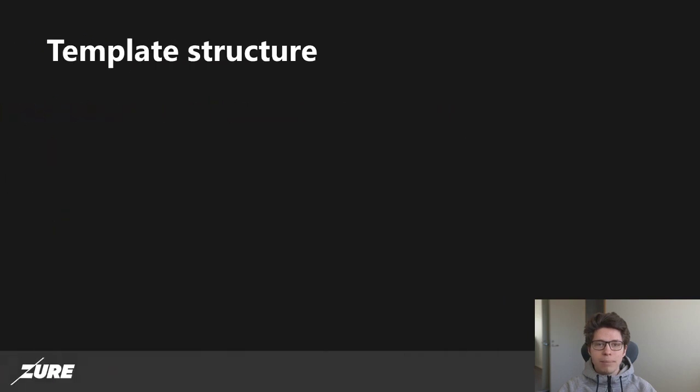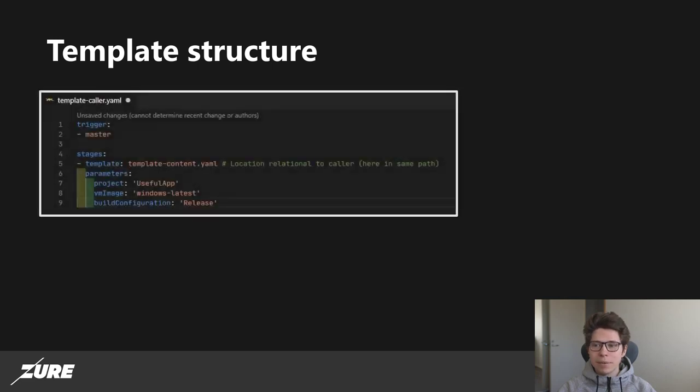Let's take a closer look at the template structure in YAML. Let's hope this is visible on the stream as well. Basically, here we have a template caller. So basically we just say template is template/content.yaml. So this is location relational to the caller, so in the same folder in your repository.